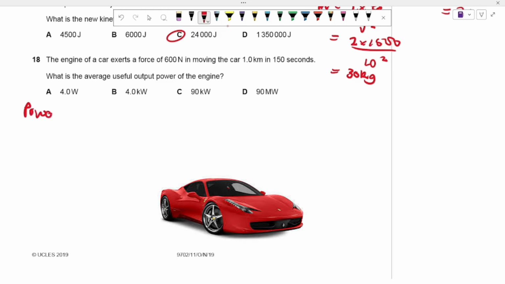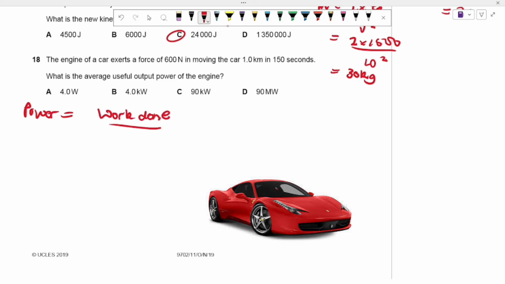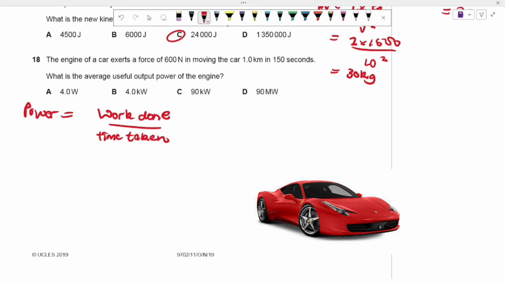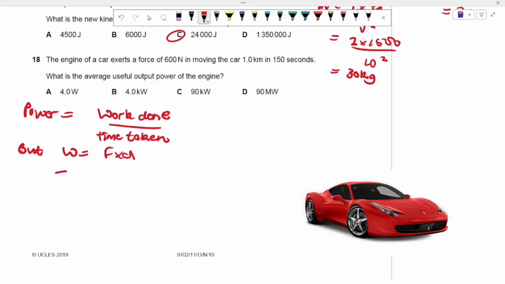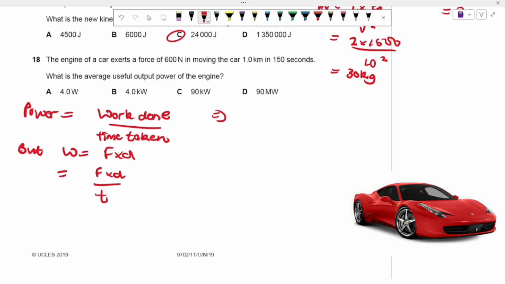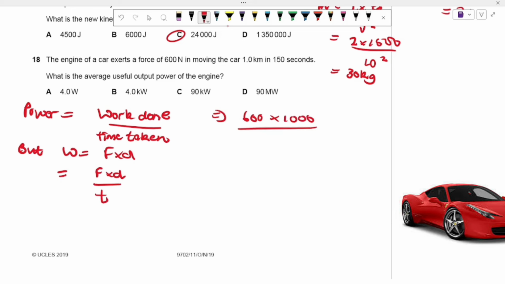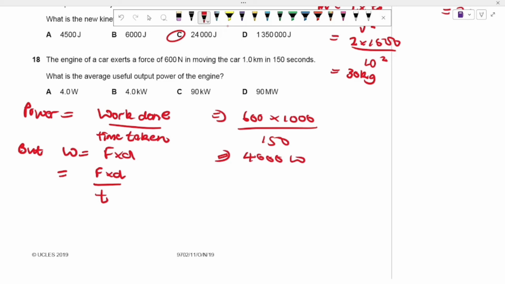I know that power is equal to my work done divided by my time taken. But my work done is equal to my force times my distance. So my power is just my force times my distance divided by my time. My force is 600, my distance is 1,000 meters, always put it in base units, divided by a time of 150. That's just 4,000 watts. If you go to prefixes, that's 4 kilowatts, and the answer would be B.